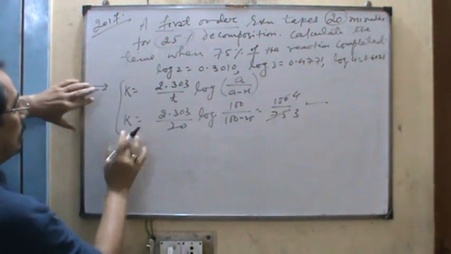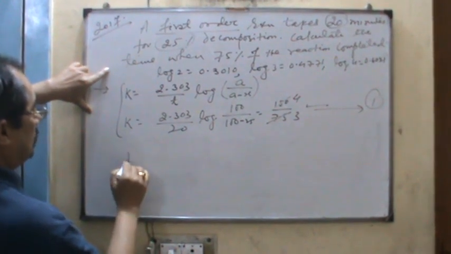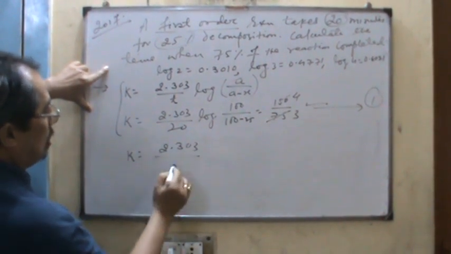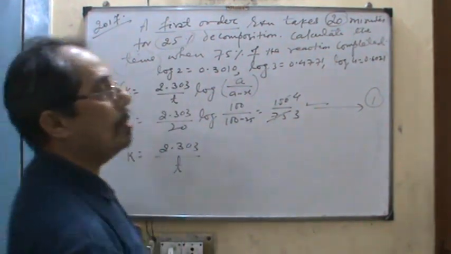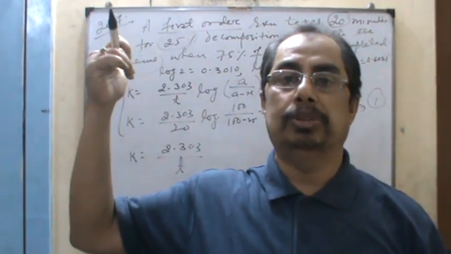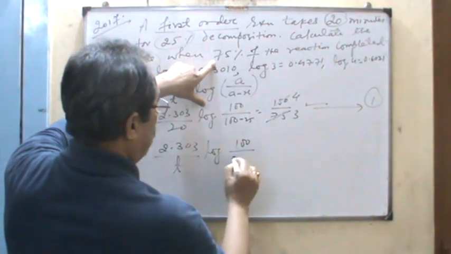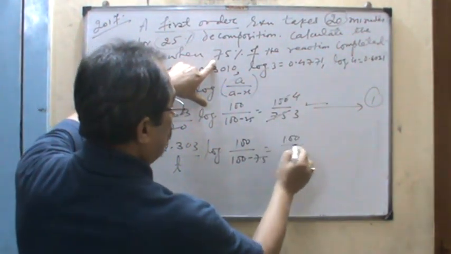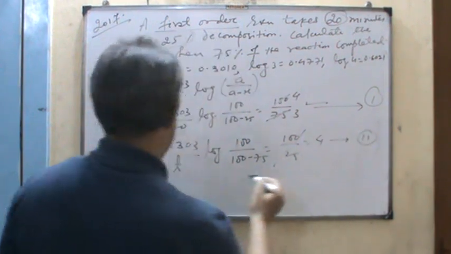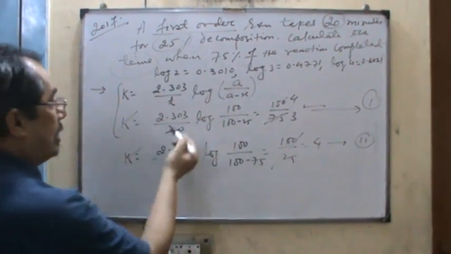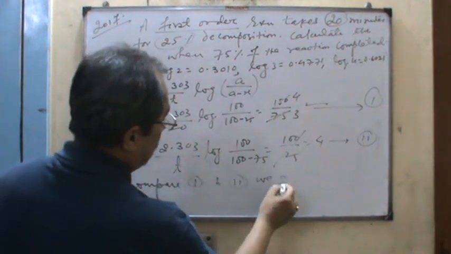From the other case, take equation 1 as it is. For the second case, k equals 2.303 upon t, and time is what we have to calculate, into log of 100 upon 100 minus 75. That means 100 upon 25, which becomes log 4. This is the second equation. Log k, k cancels out. Let us divide first and second, compare first and second, and we get the right answer.